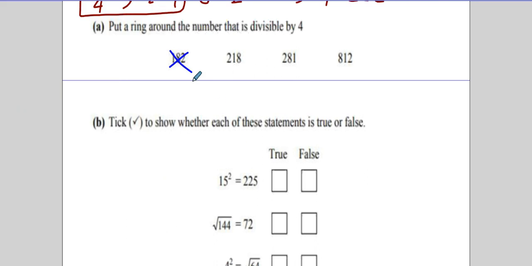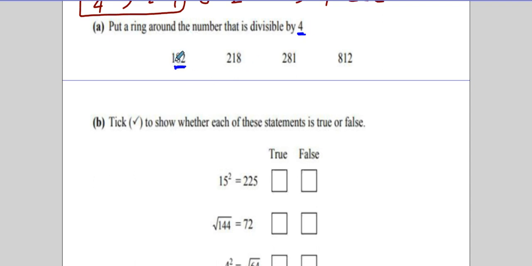Now, suppose you don't have a calculator. How do we know that this number is divisible by 4 or is not divisible by 4? Now that is when we need the divisibility test. The divisibility test of 4 says that a number is said to be divisible by 4 if the last two digits in that number are exactly divisible by 4.